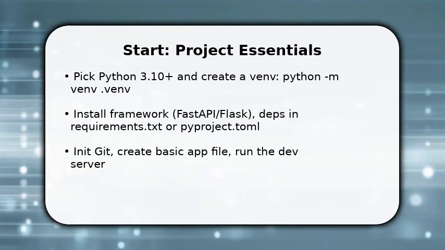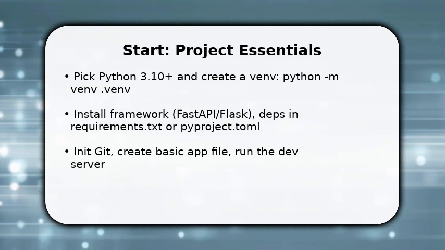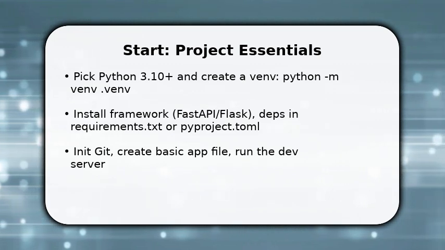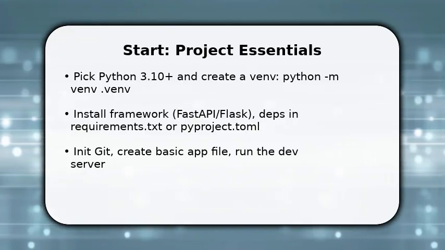Make a minimal app module, run the dev server, and verify a basic endpoint returns 200. Make sure to initialize Git and commit this working baseline. That gives you a safe starting point to iterate from.